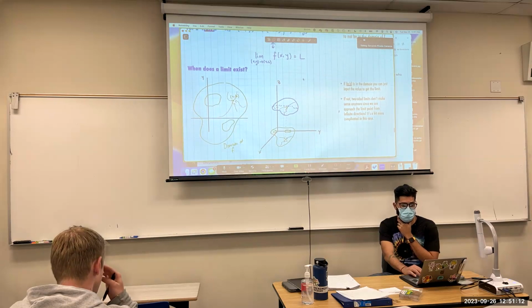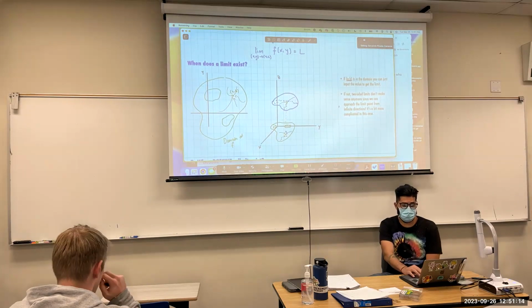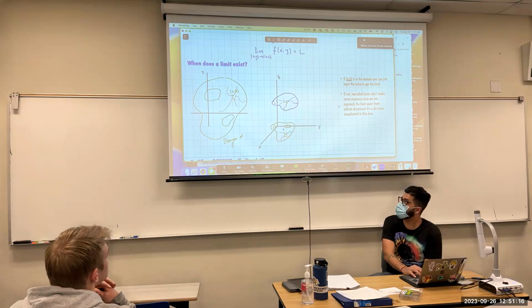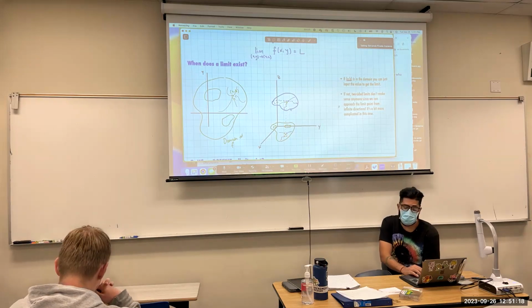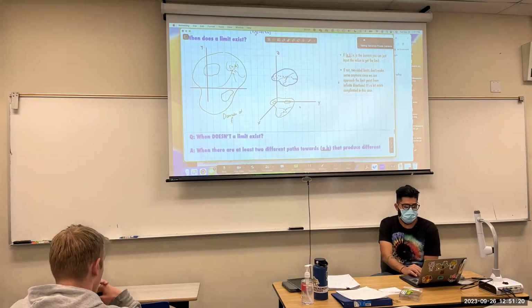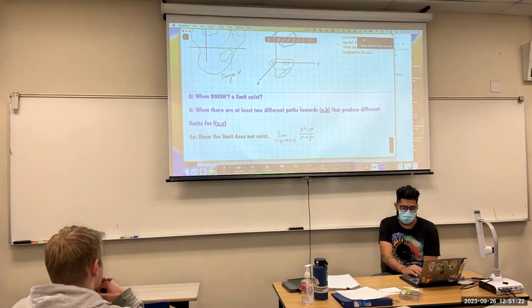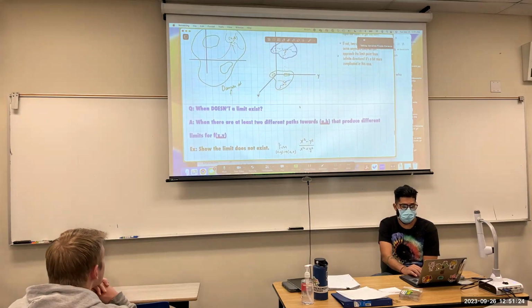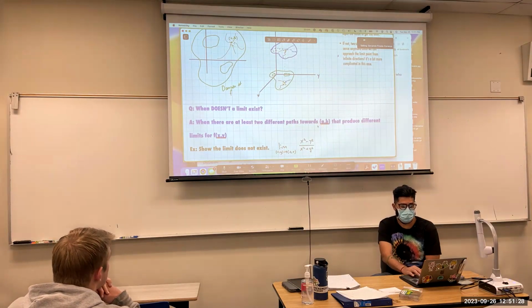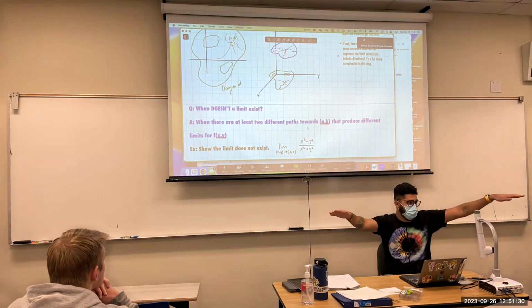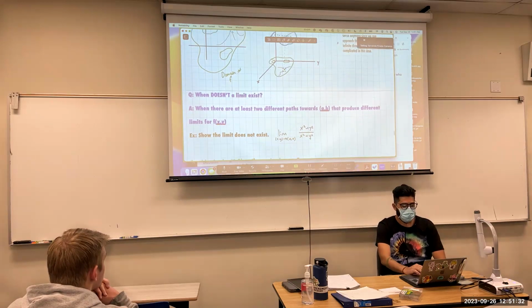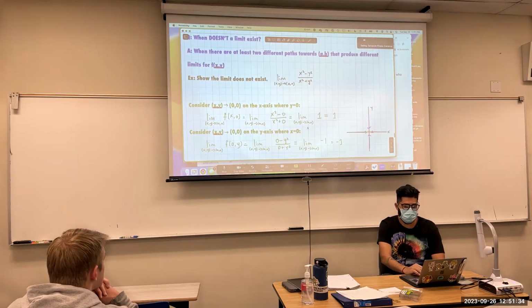Okay, but what made this really hard was that you had an infinite number of paths. So we said, let's start with the easier question, which is when does a limit not exist? It will not exist when there are at least two paths towards (a, b) that produce completely different z values.